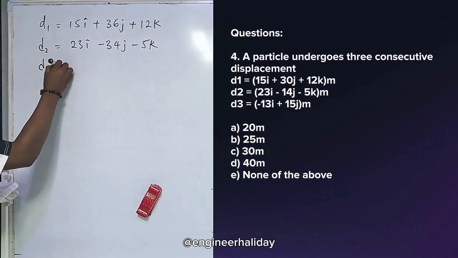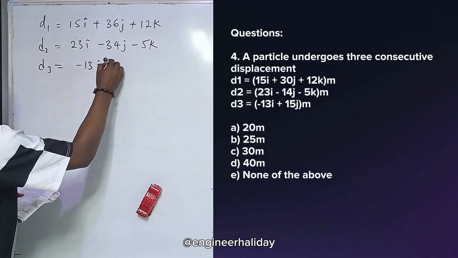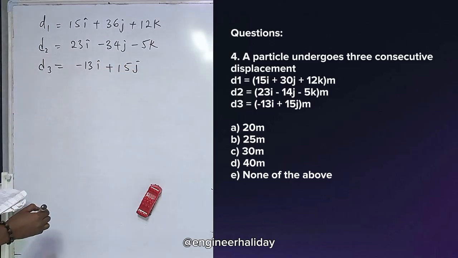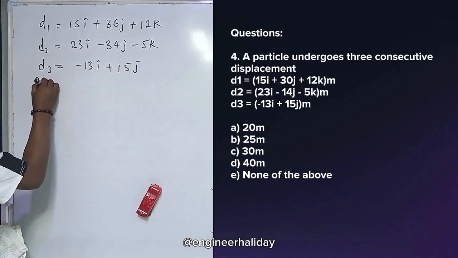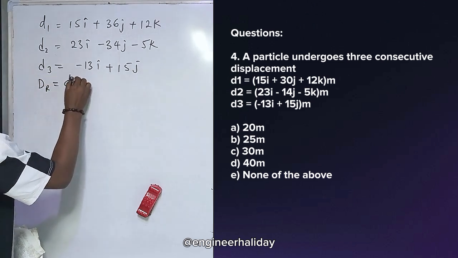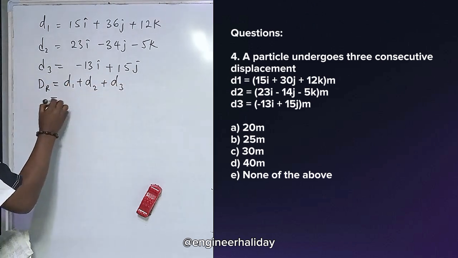Then D3 is minus 13i plus 15j. Now they say we should find the resultant. So the resultant displacement, which is dr, is D1 plus D2 plus D3. So how do we get that quickly?